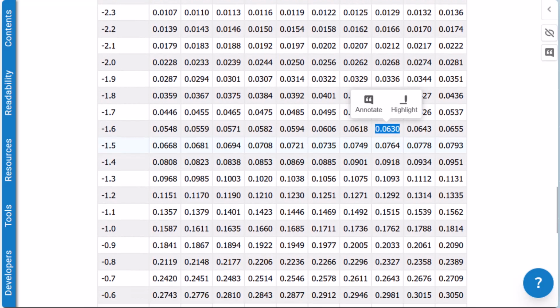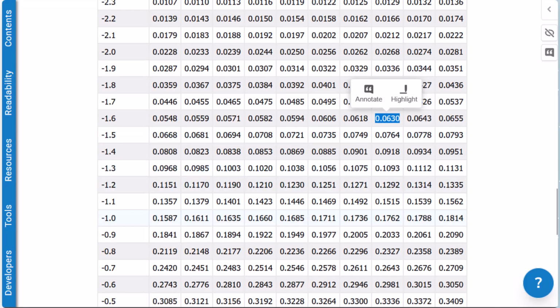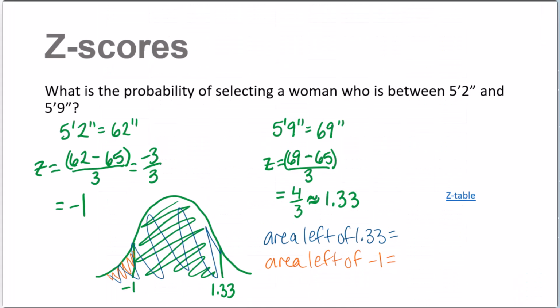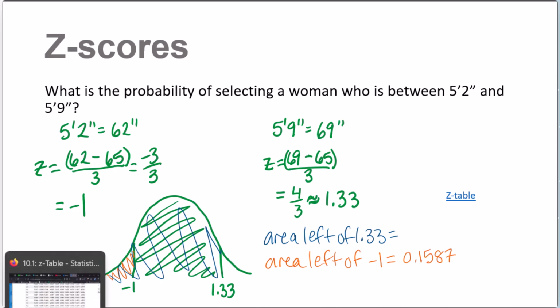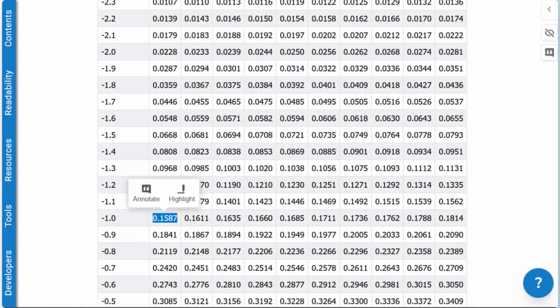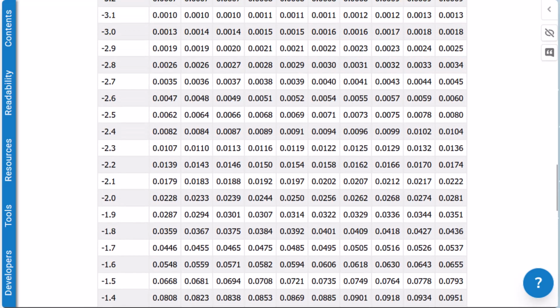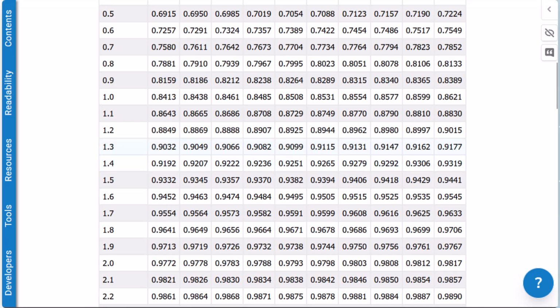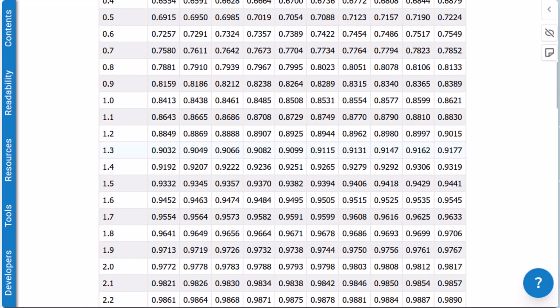So I'm going to look in my z-score table. I'm in the -1, so -1.00 would be this first entry in the -1.0 row. That's 0.1587. Just going to write that one down and then go to the positive z-score table, and find 1.33. Here's 1.30123 would be this value right here, 0.9082.